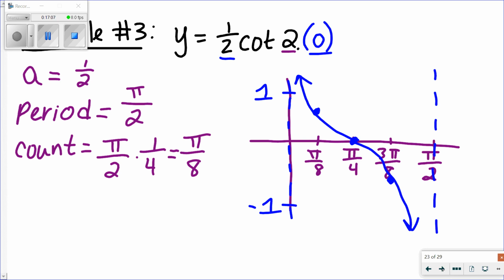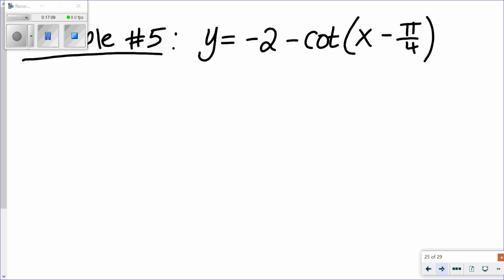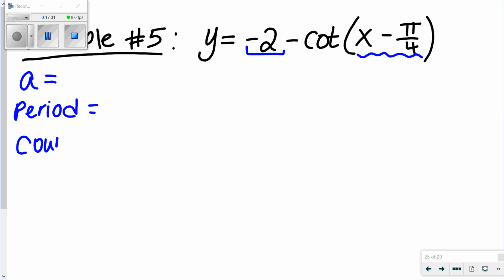And let's go to our last example. So this one's kind of gross because you'll notice we have a horizontal shift, and right here we also have a vertical shift. So we're going to be very careful as we set up this problem, finding the amplitude, finding the period, finding what we're going to count by on our graph.